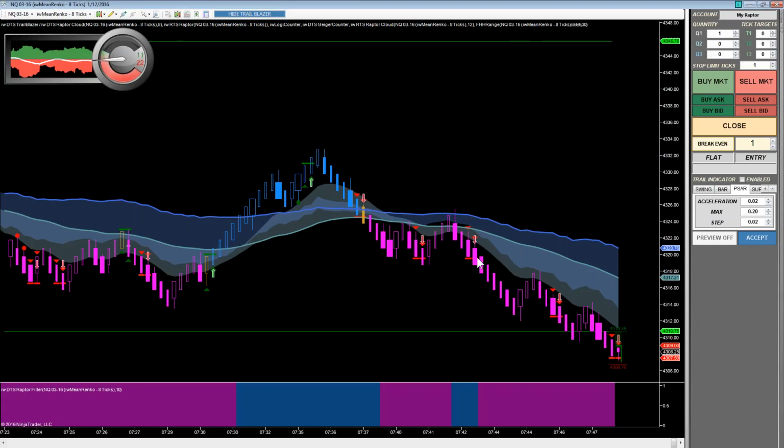The cloud crossover signal right here. This is the same signal we took on the Falcon, but you can see clouds crossing over. The market retreats back into the clouds. Also a hard edge bounce off of the second cloud, producing a nice little sell signal from there.